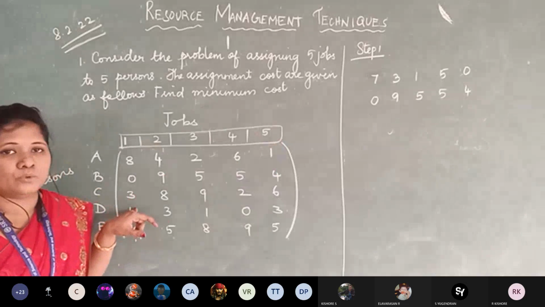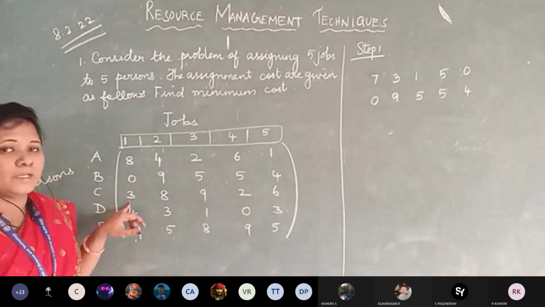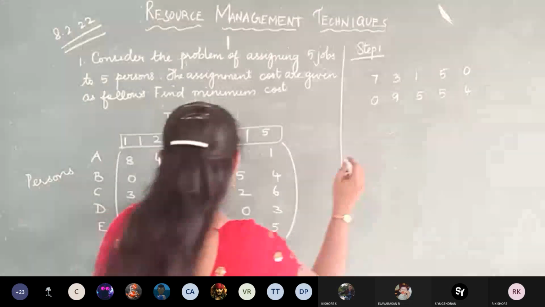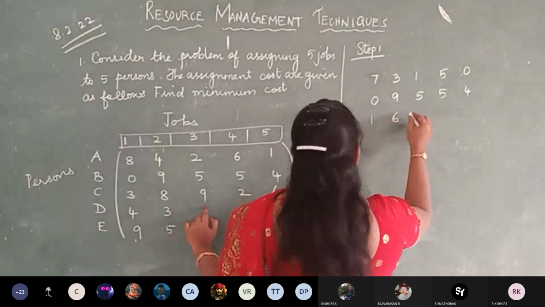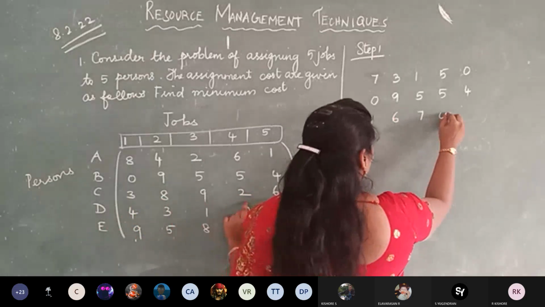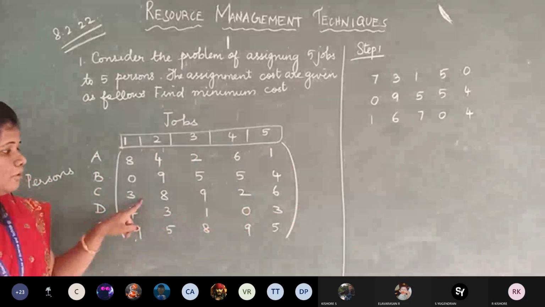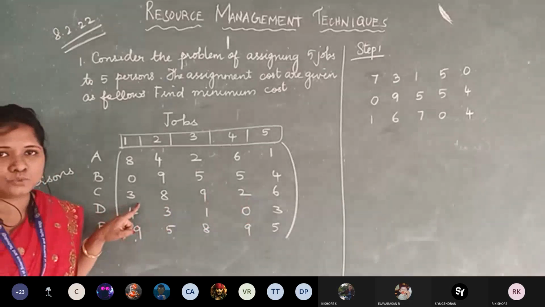Next go on to the third row. When you go on to the third row, see which is your least value. 2 is your least value. Since 2 is your least value, minus throughout by 2. So you'll be having 1, 6, 7, 0, and 4. In your third row, your least value is 2, so I'm minusing throughout by 2.